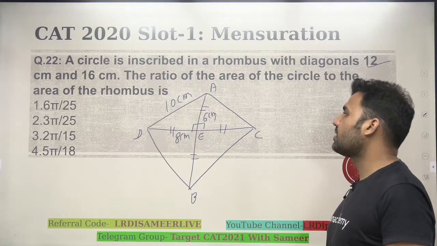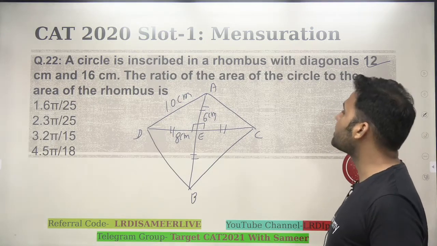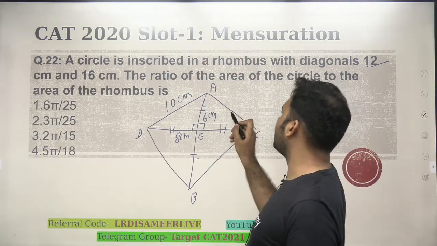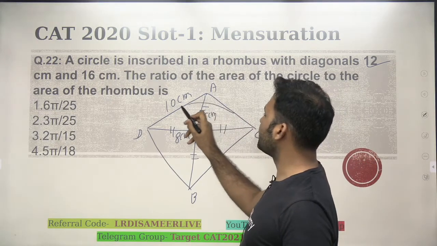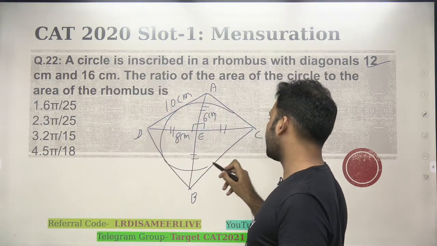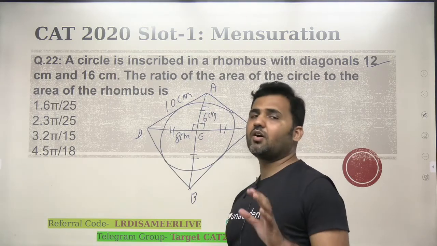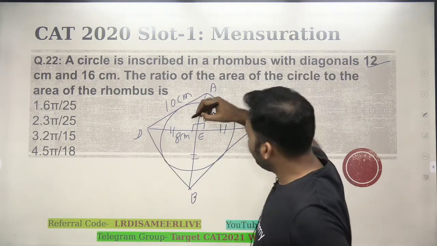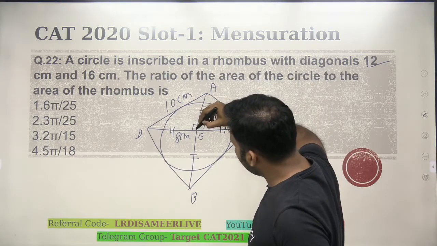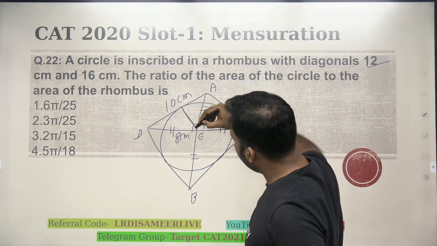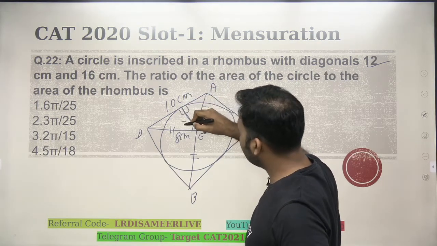I want to find out the ratio of the area of the circle to the area of the rhombus. Now, I am drawing a circle inside this rhombus, which is touching all the 4 sides. So to find out the area of the circle, I need the radius. Now, what is the radius? I know that radius and tangent are at 90 degrees. So can I say this is the radius of the circle?